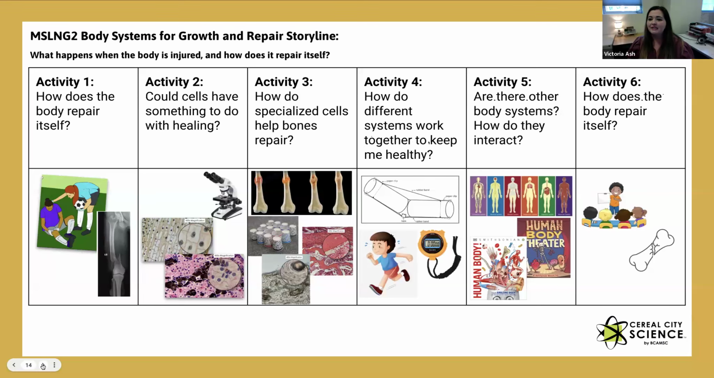And then activity 6, we are covering the big question, how does the body repair itself? And this is kind of a culmination of everything we've learned so far. Students are going to present their projects and then also create that last model of everything that they've learned.